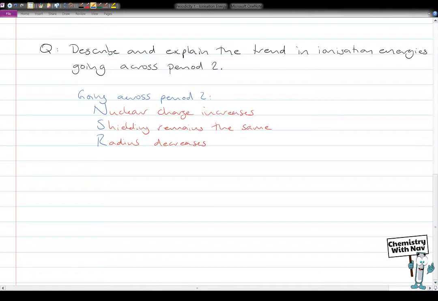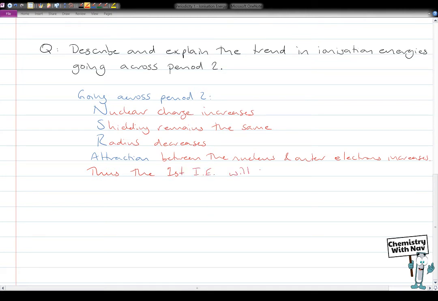So when it comes to thinking about the attraction, you have a smaller radius with an increasing nuclear charge, so the attraction must be increasing. Which means that overall the first ionization energy will increase.